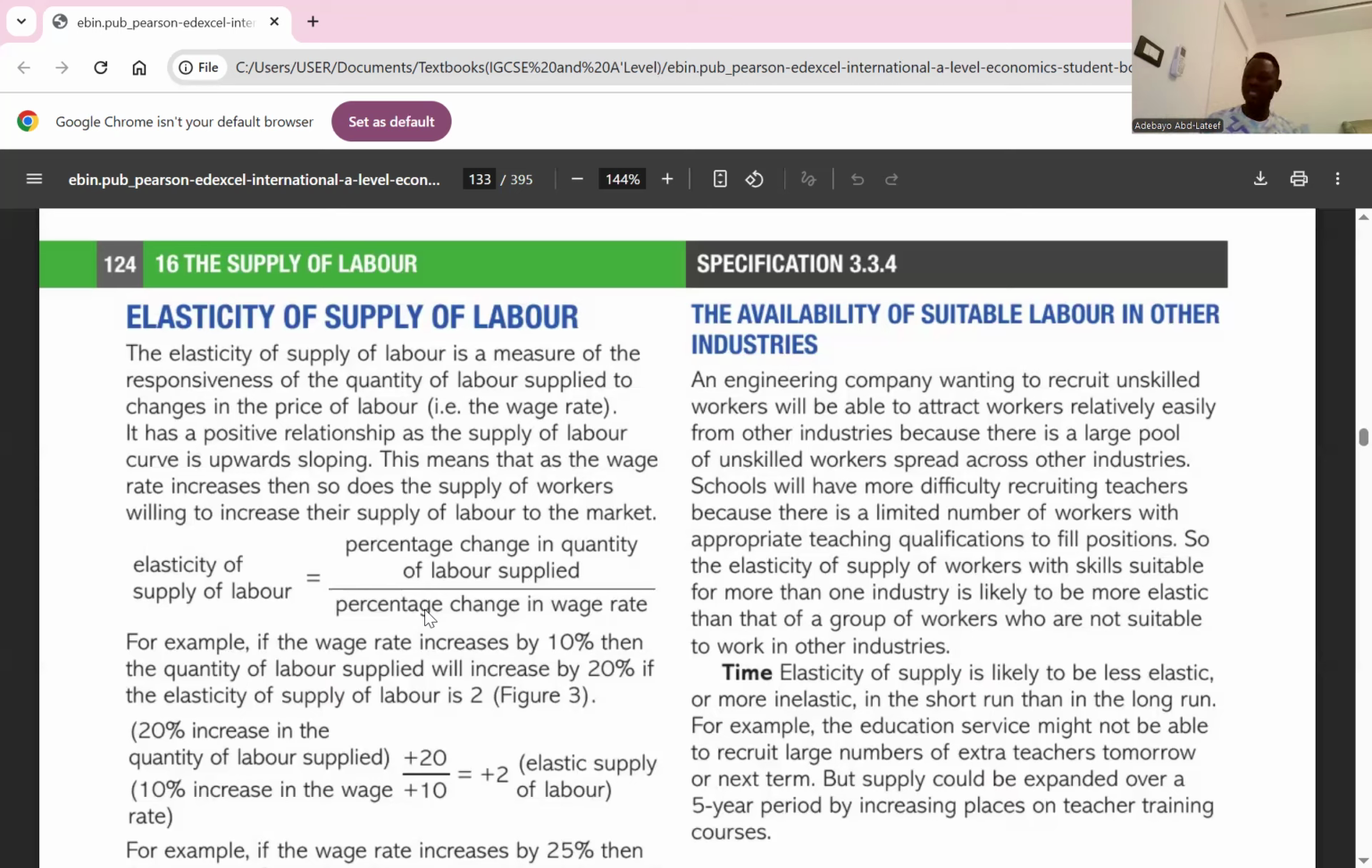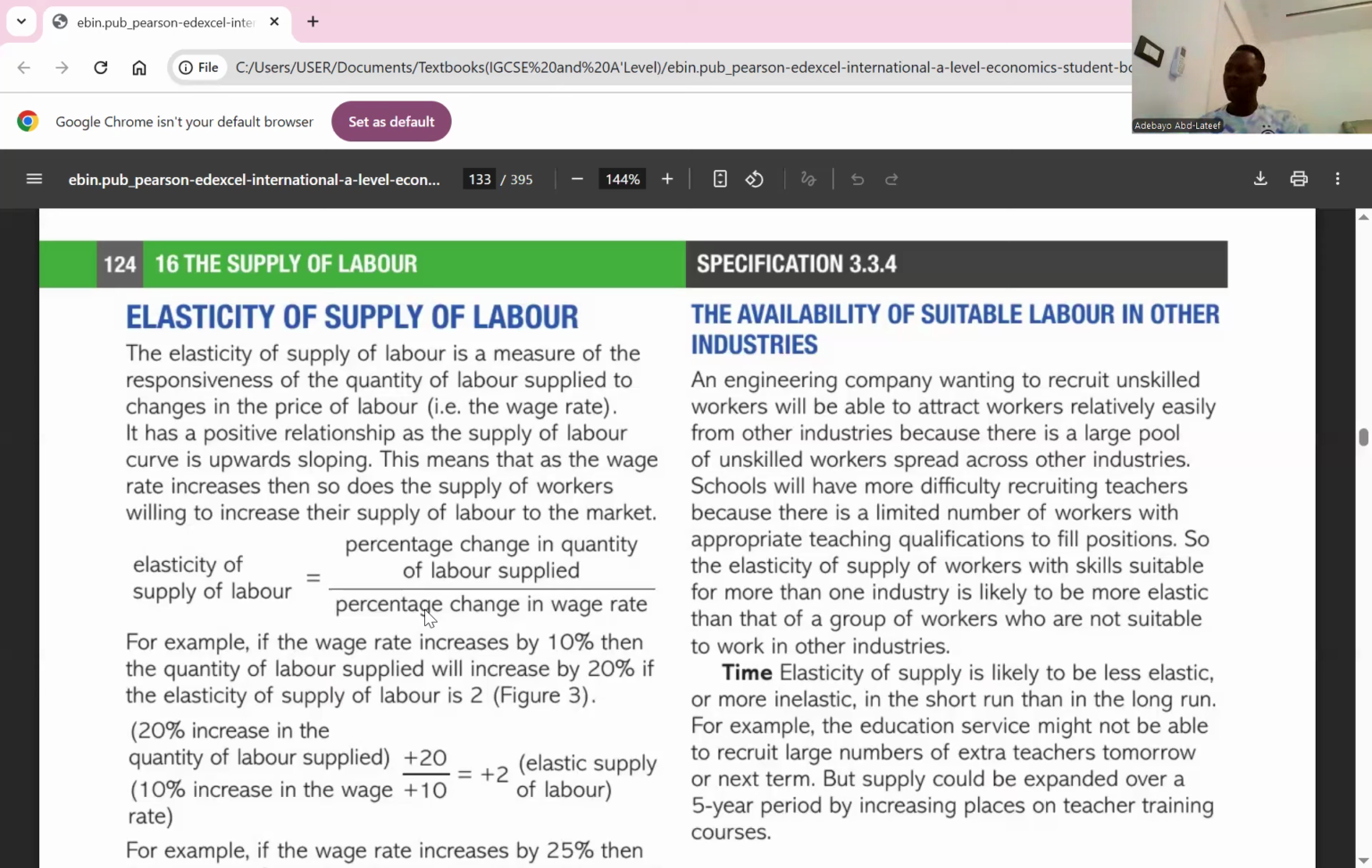This is the graph representation of elastic. Then it is inelastic if a change in wage leads to a less significant change in the number of workers that are willing to work. That is inelastic, and for inelastic, it is this.